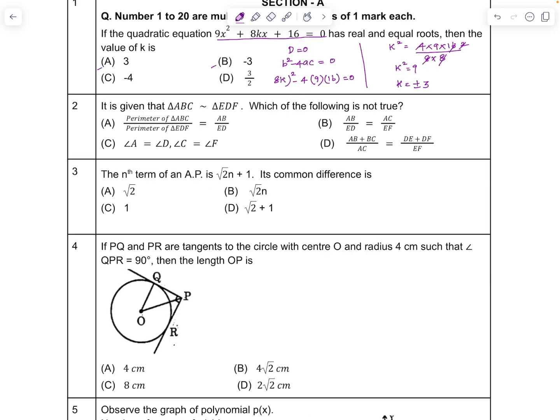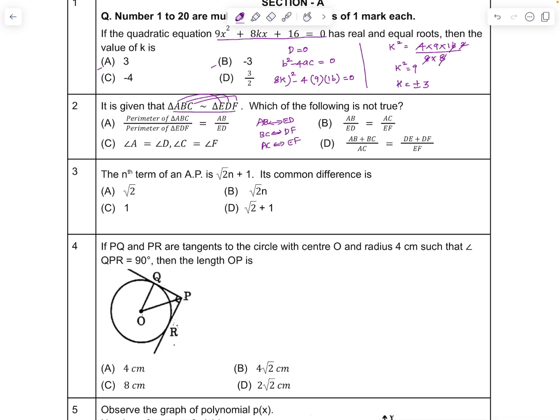Question 2. It is given that triangle ABC is similar to triangle EDF. Which of the following is not true? Using the similarity given, we understand that the angle A corresponds to angle E, angle B corresponds to angle D, and angle C corresponds to angle F. Side AB corresponds to ED, BC corresponds to DF, AC corresponds to EF.